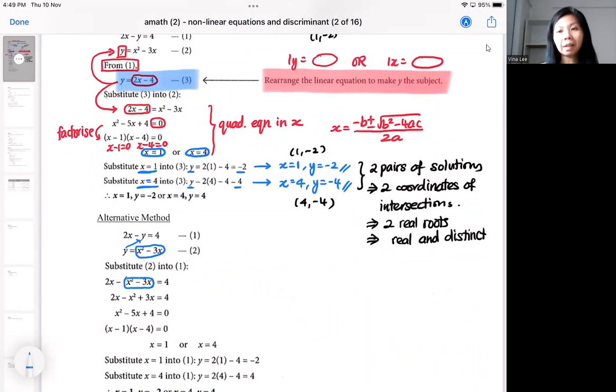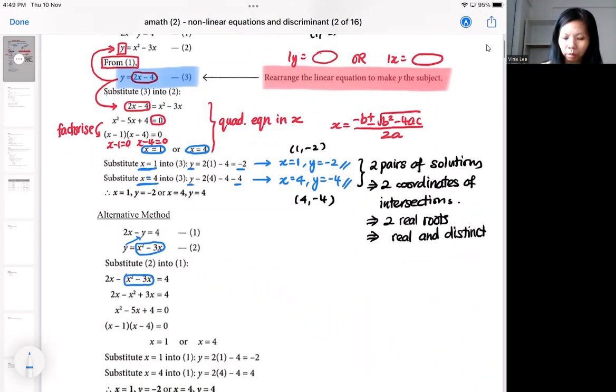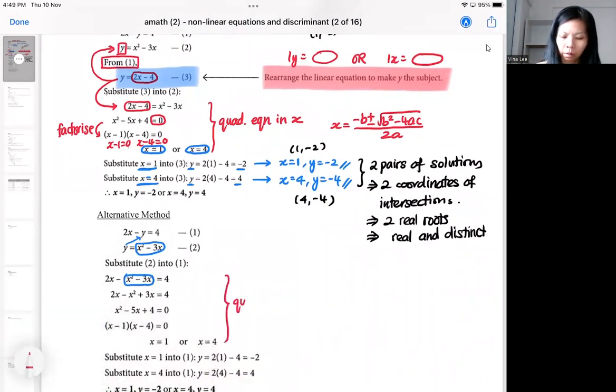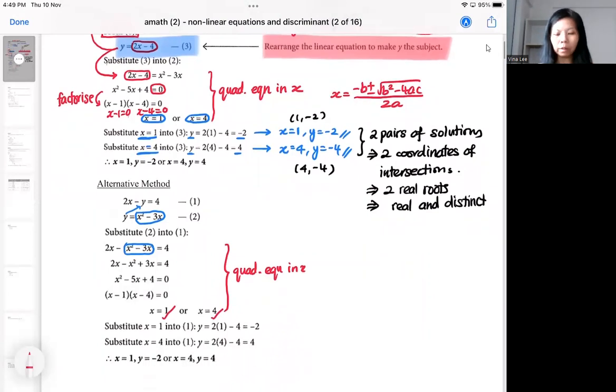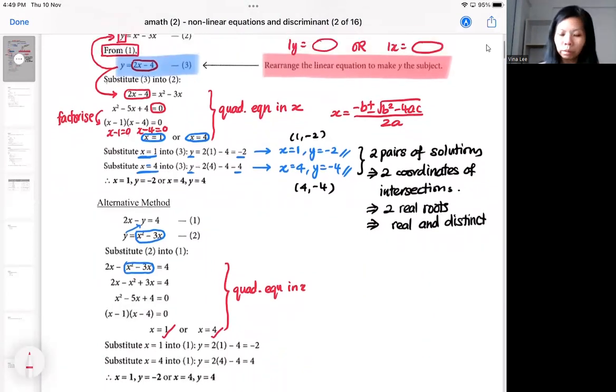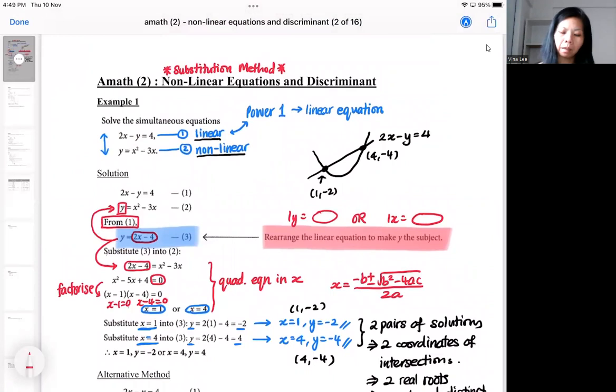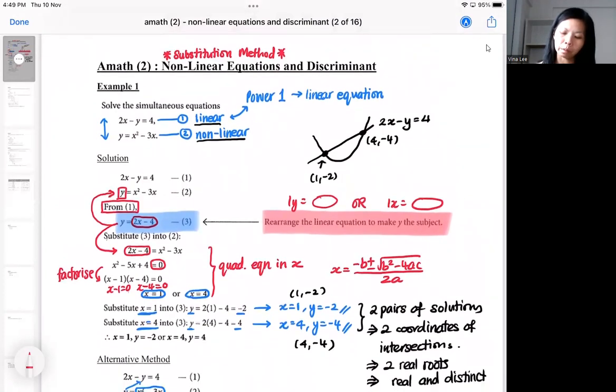Because it's nicely done already, we can chunk this in as a substitution. And then you still come back to the same quadratic equation in X, and you're still getting the same answer. So generally, sometimes we can do that. Otherwise, as a rule of thumb, we will make subject from linear and put it into the non-linear. So when there are two solutions, two pairs of solutions, it also represents two coordinates of intersection.